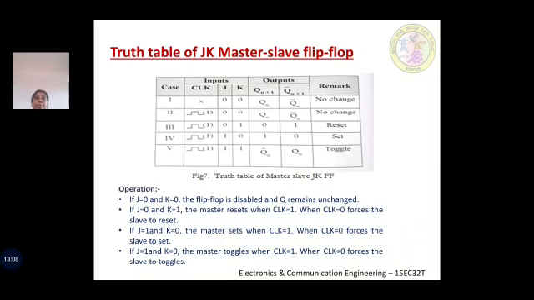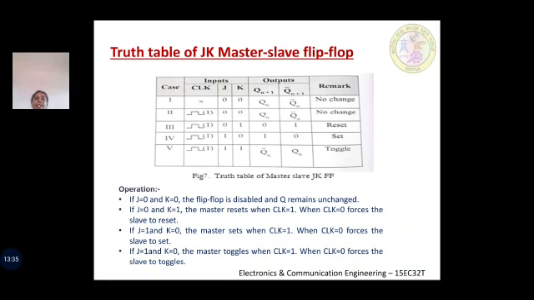Next, when J is equal to 0 and K is equal to 1, what happens? The master resets, and this forces the slave flip-flop to come under reset condition. So the output of the slave, that is Q, becomes 0 and Q bar will be 1. So this is known as the reset state.